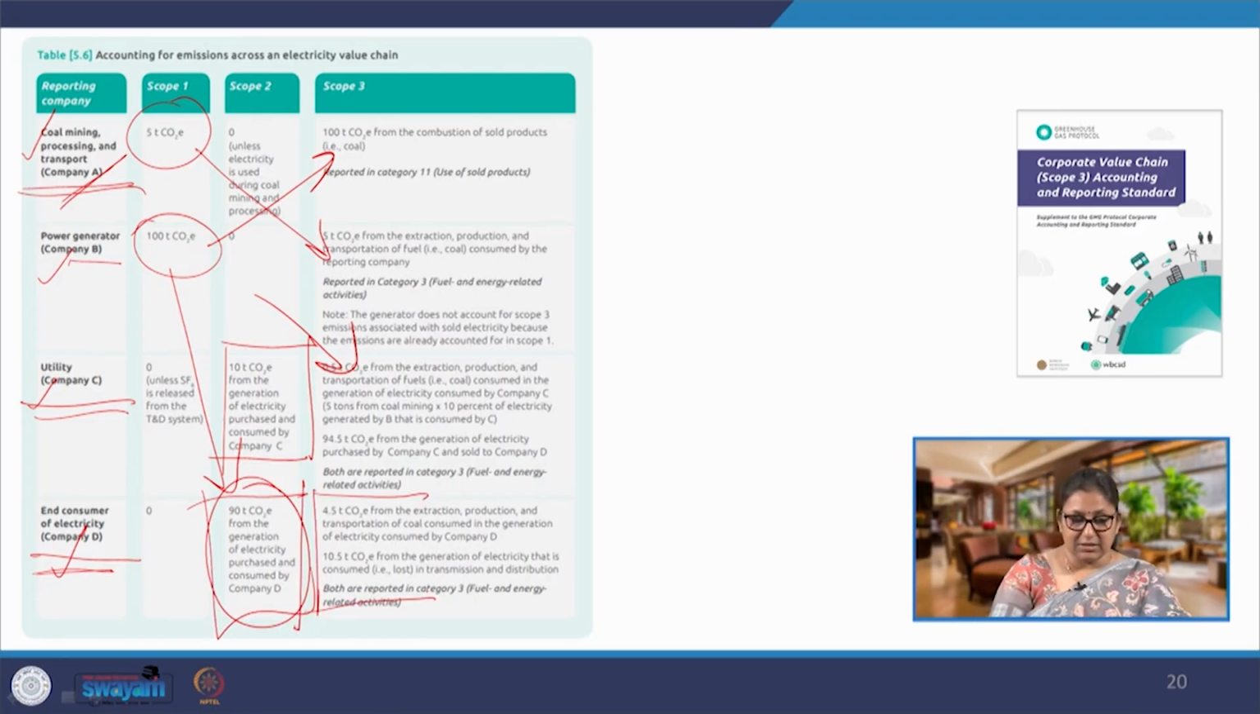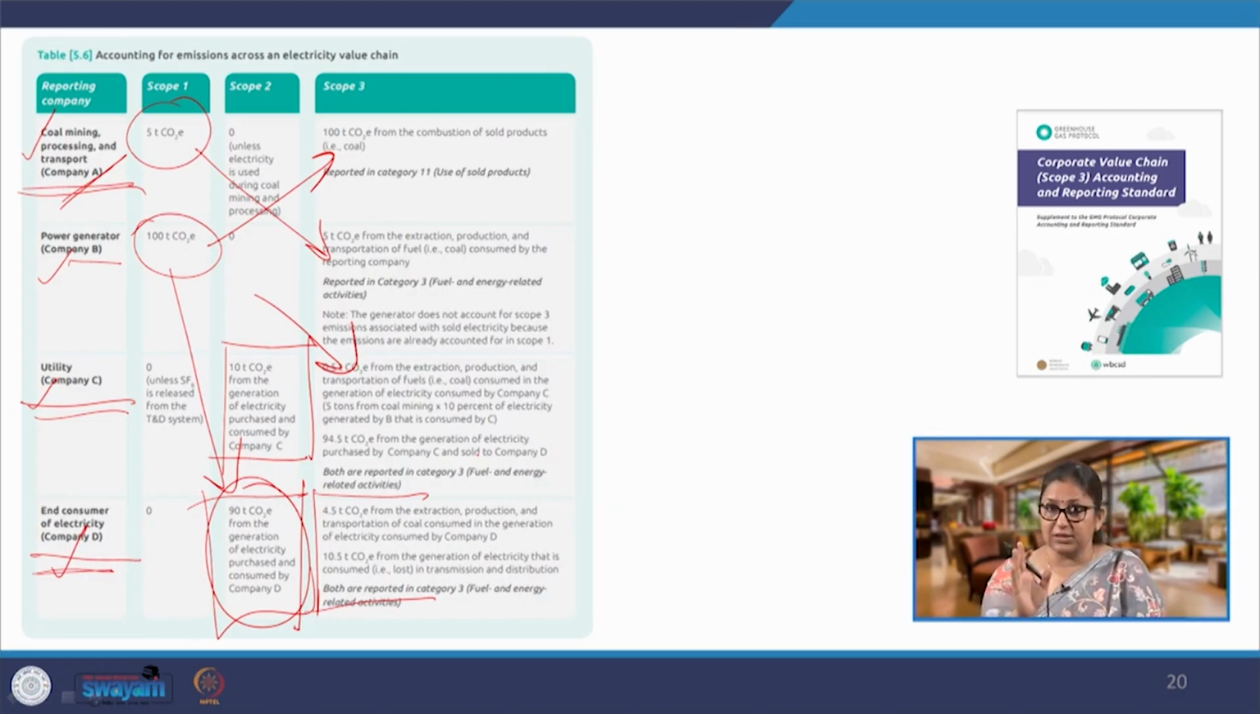So, this is a clear understanding which you get depending upon the business goal or the scope of this particular company, the boundary that we define. All these activities are actually for one value chain, which is generation, production, distribution and use of electricity, but depending upon who the user company is, the scopes will vary.